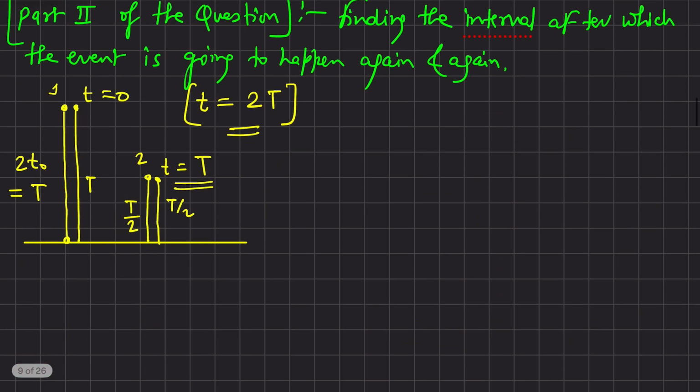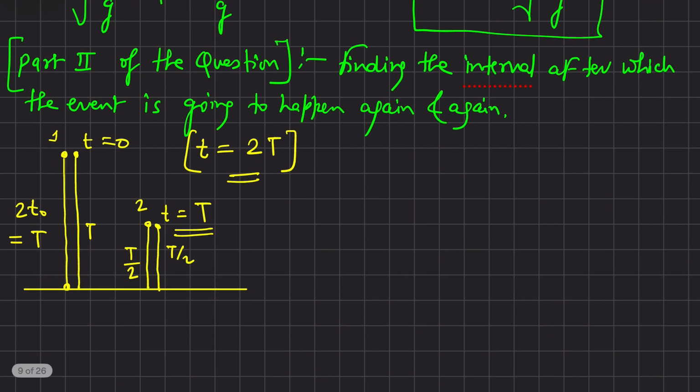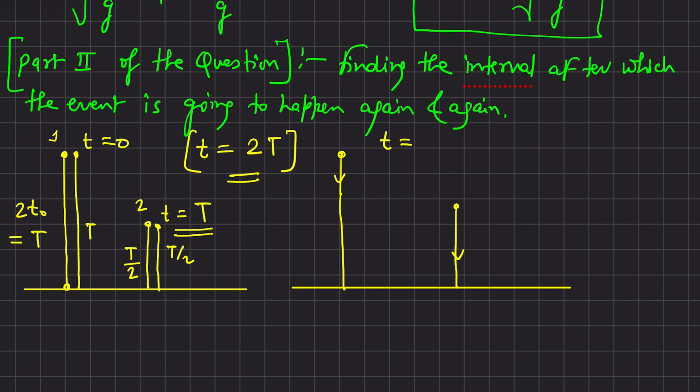So if you see now, guys, they are going to repeat their motion. What is going to happen? They are going to begin the motion from the same time, at t equal to 2t. At t equal to 2t, they are going to begin the motion, so at that time they are going to have the same velocity.